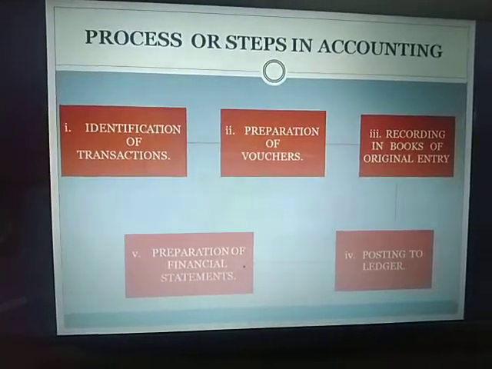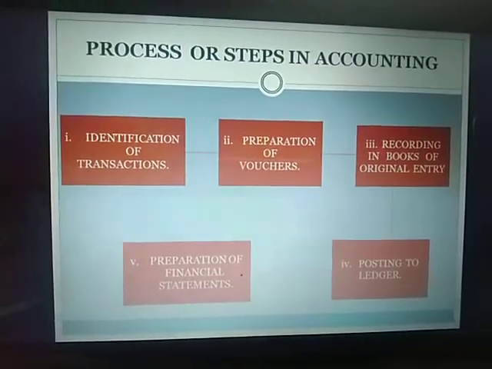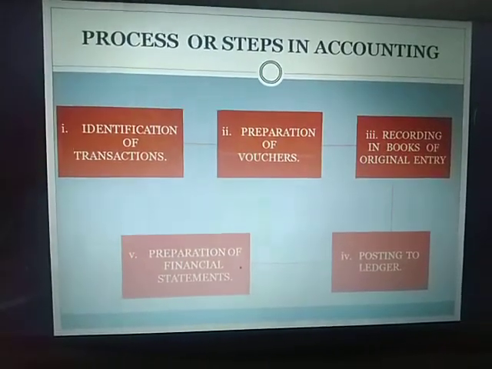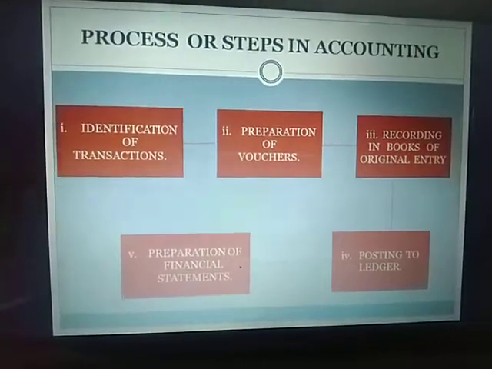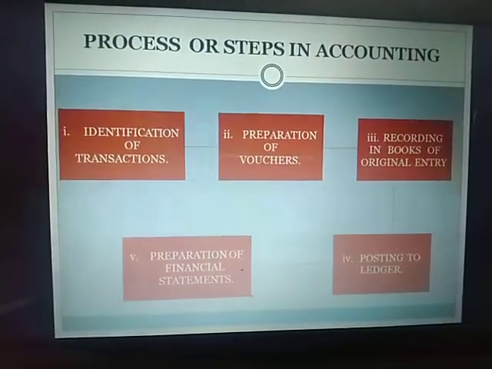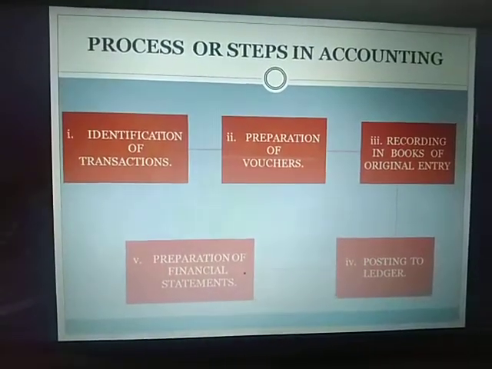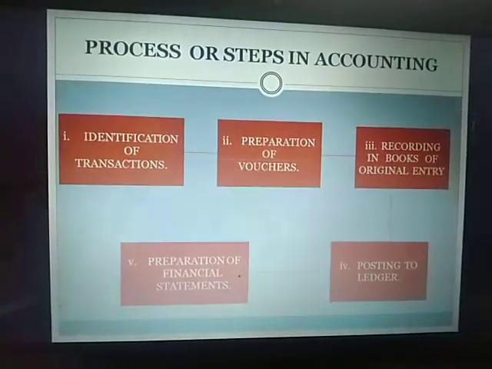After this voucher is prepared, then we record these transactions from vouchers to the books of original entry. Now books of original entry is your journal. That means for the first time you are recording in your books. That means you maintain a book for your accounting transaction. So that is the first place where we are recording the transactions from the vouchers.